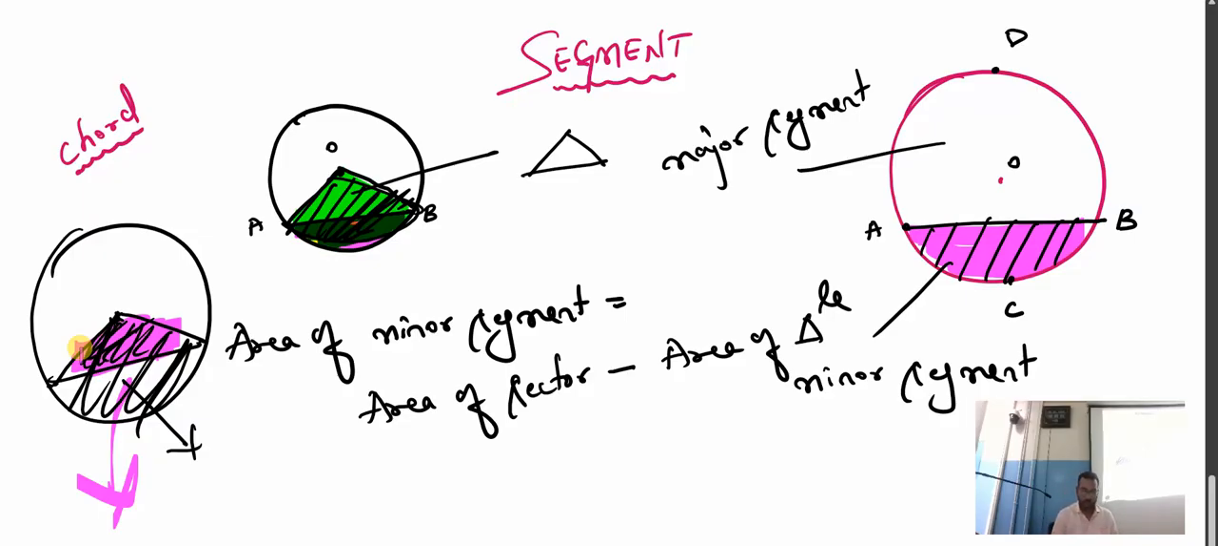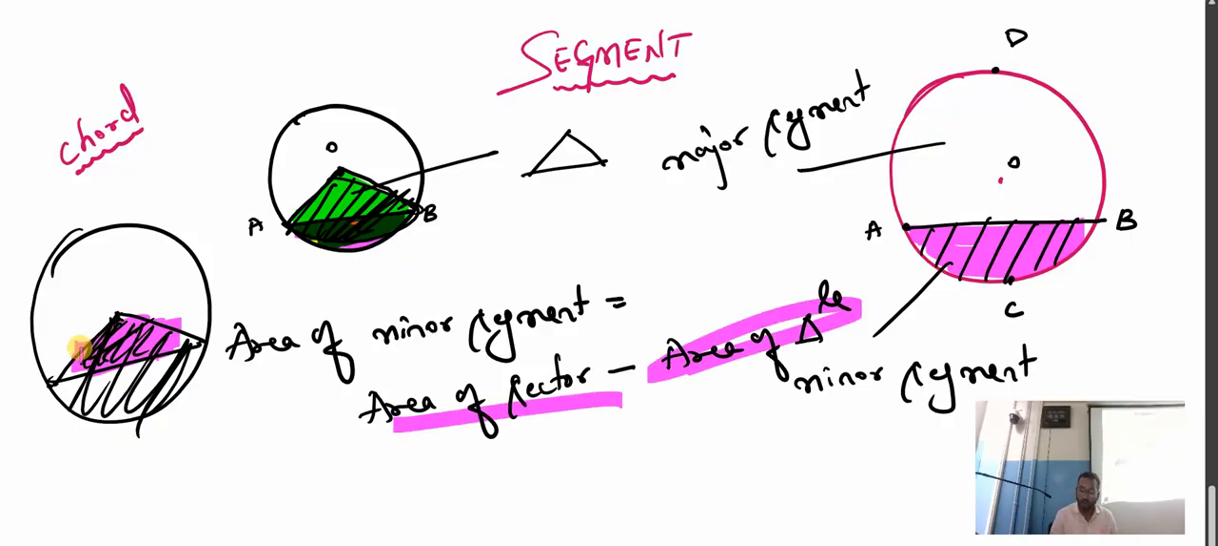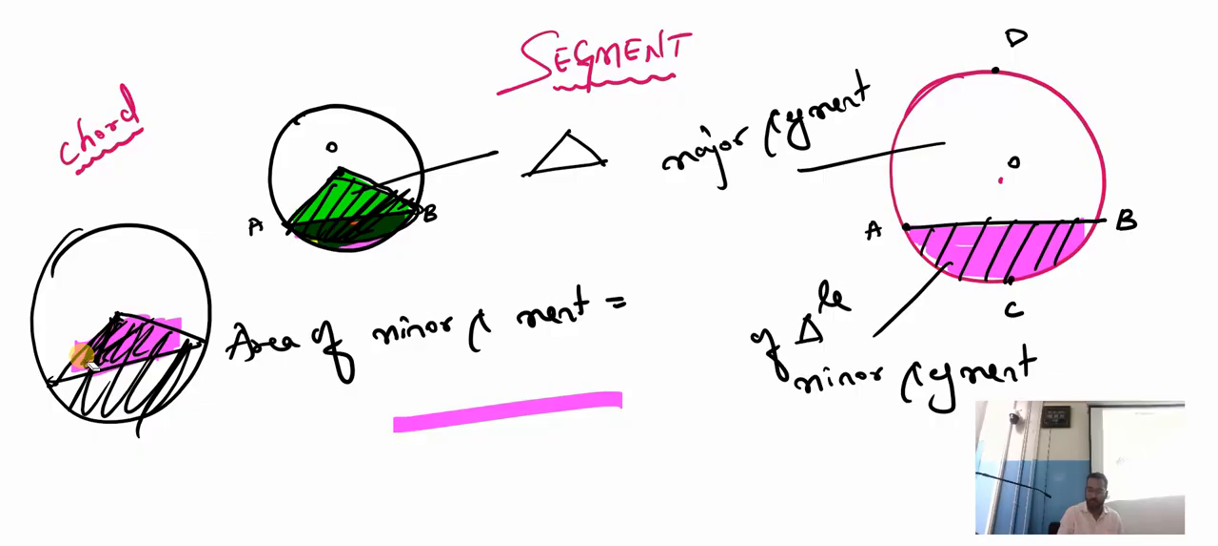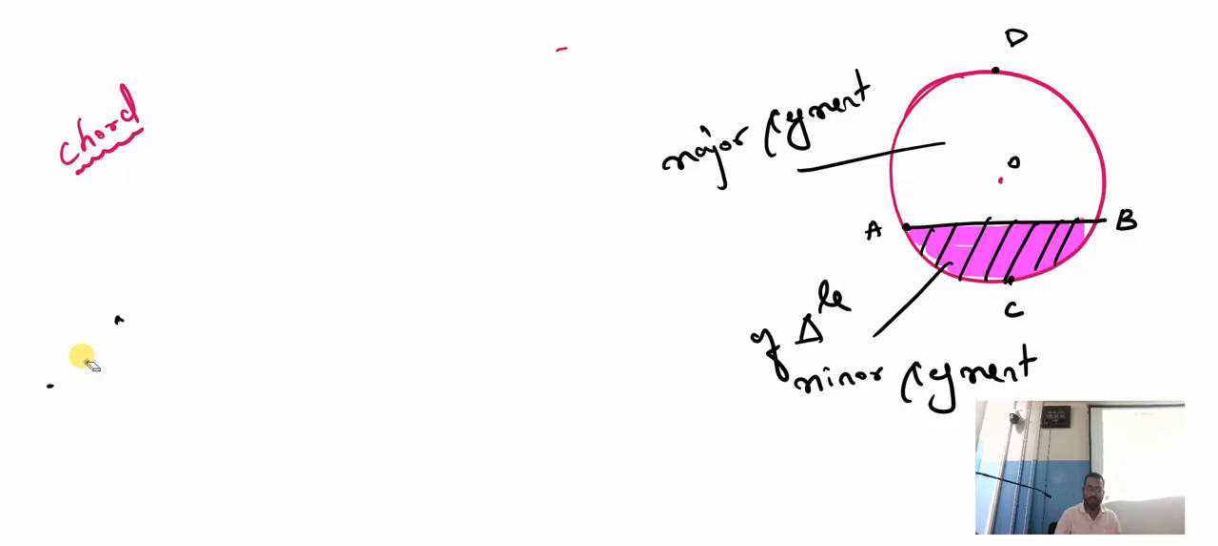Now, we know how to find the area of a sector. Am I right? Now here, how to find the area of the triangle? To find the area of a triangle we have two ways. Observe here.